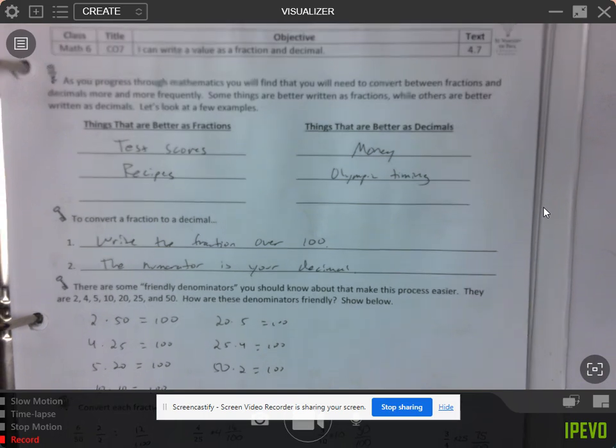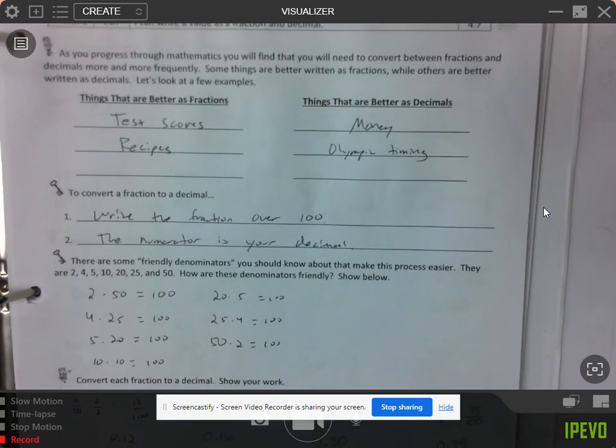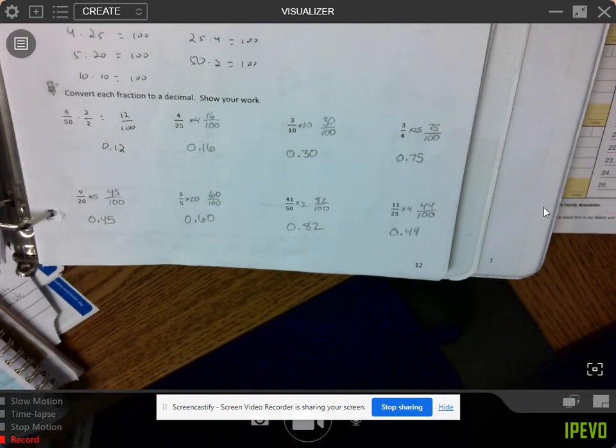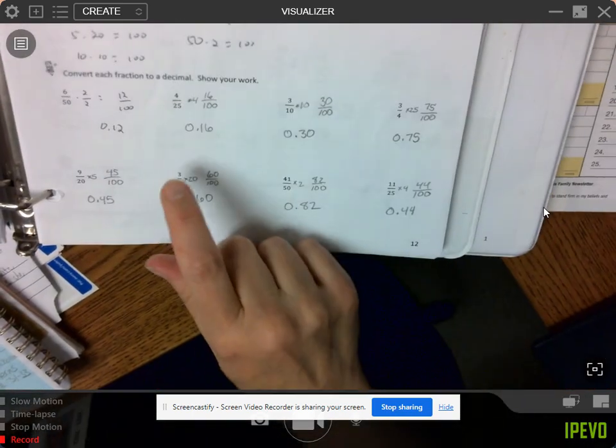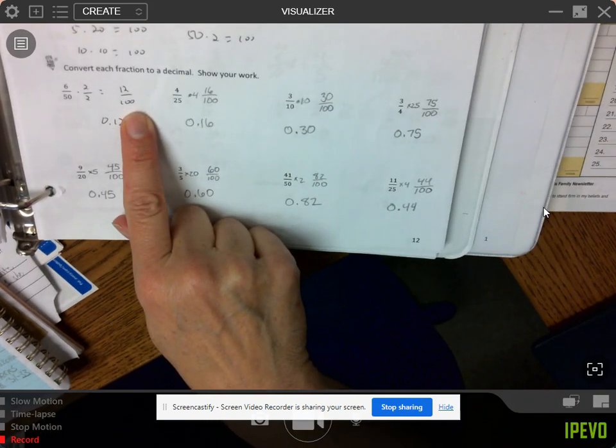Good morning. Today we are correcting CO7. I can write a value as a fraction and decimal. So we are going back and forth between fractions and decimals. So let's look at the bottom of the first page. We have fractions. Remember, our magic denominator number is 100.